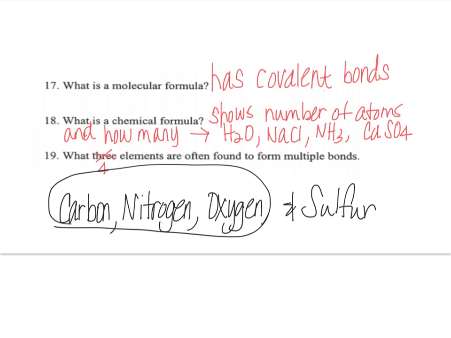Number 19 says what 3 elements are often found to form multiple bonds. That means double or triple. Carbon and nitrogen and oxygen are the big 3, but sometimes we tend to forget that sulfur can also form a double bond.